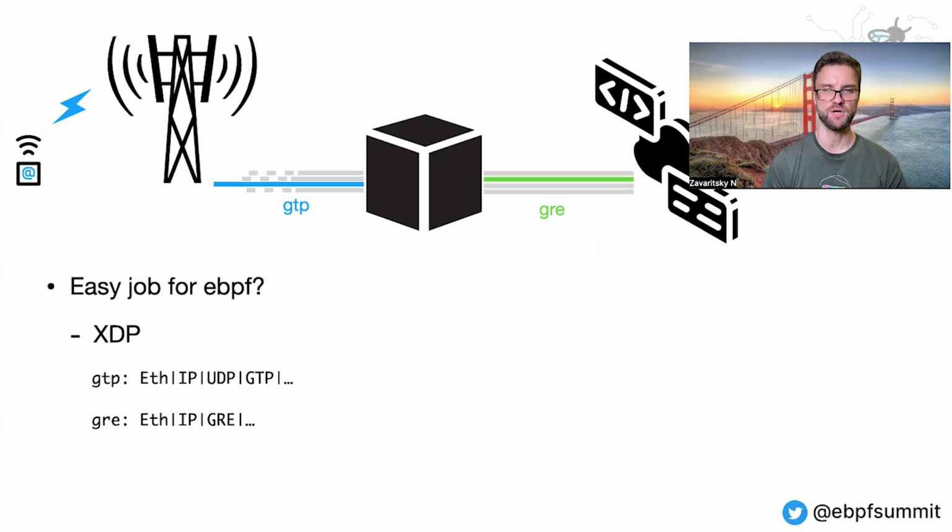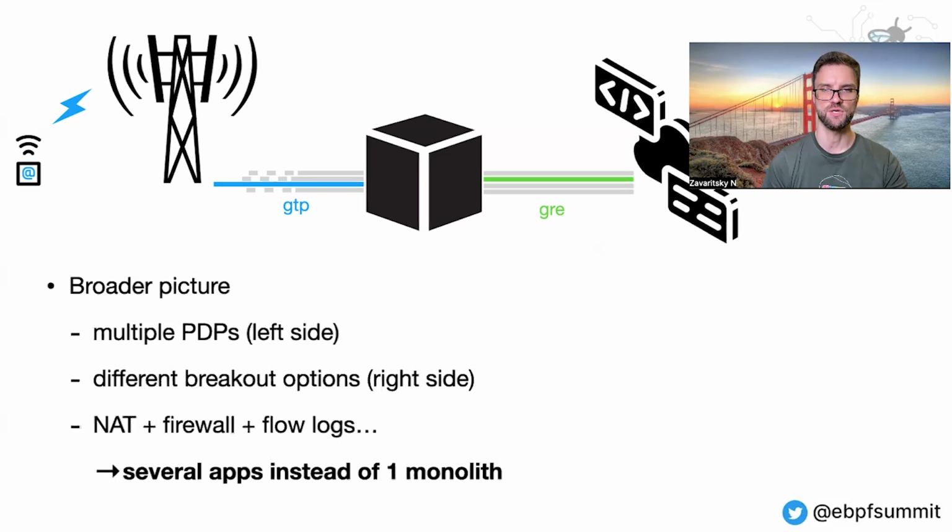We use an XDP program for the fast path. It matches a tunnel to the customer and finds out the target GRE tunnel using eBPF maps shared with the TC program. So apparently, eBPF is quite handy and powerful. However, we consider it a breakthrough for a different reason. Let's have a look at the broader picture.